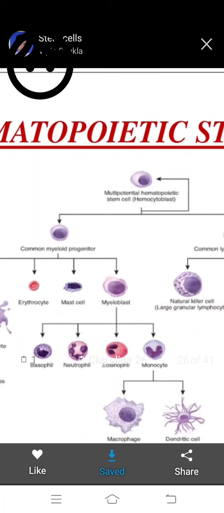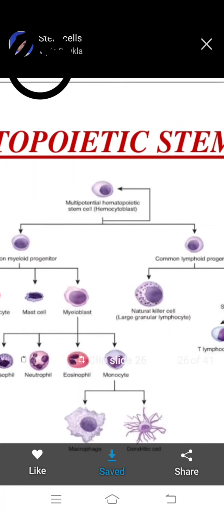Myeloblast forms basophils, neutrophils, eosinophils, monocytes. Granulocyte cells are WBCs formed from myeloblast cells. Monocytes form macrophages and dendritic cells.